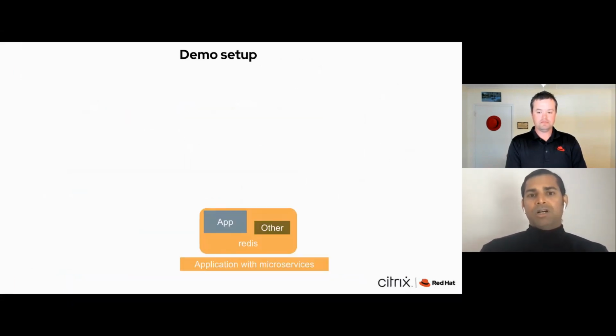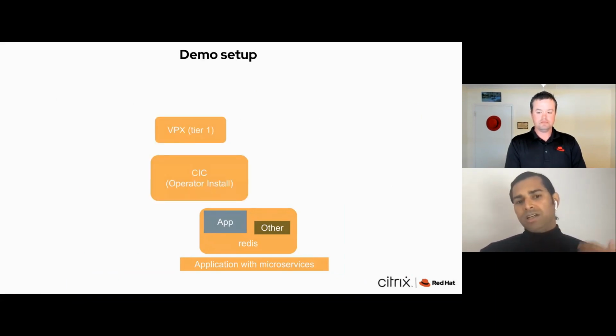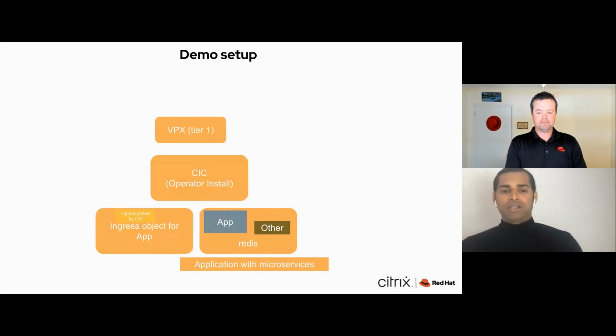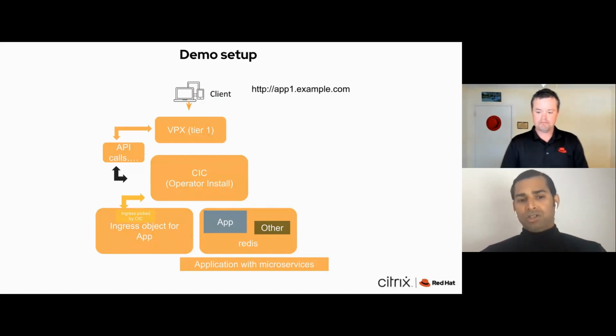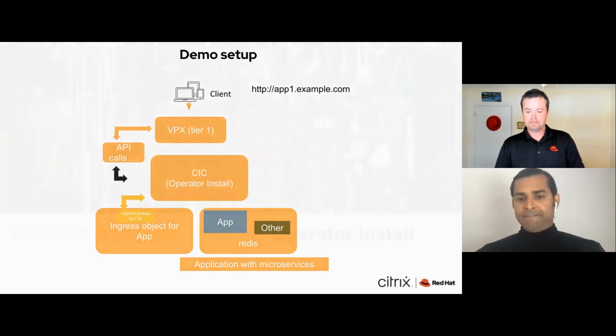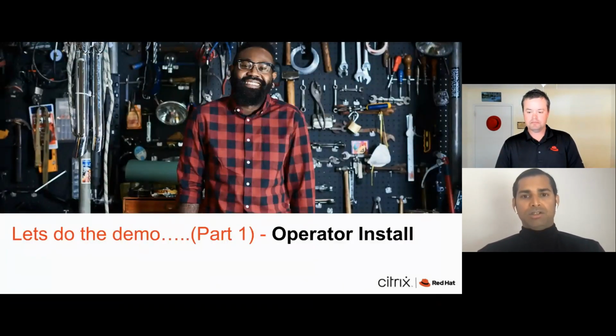Okay, so before I dive into the demo, this is what I'm going to show you. I will have an OpenShift cluster running. I'm going to install the Citrix Ingress Controller using an operator. And then that Citrix Ingress Controller is going to be responsible for configuring the VPX, right? So I'm going to define an Ingress object, which will be picked up by the CIC, and then you'll see I can access the application based on the rules you have defined. Okay, so let's get to the demo.